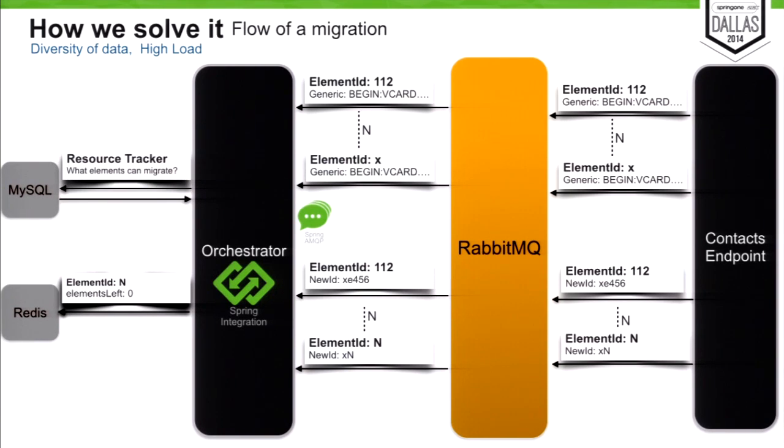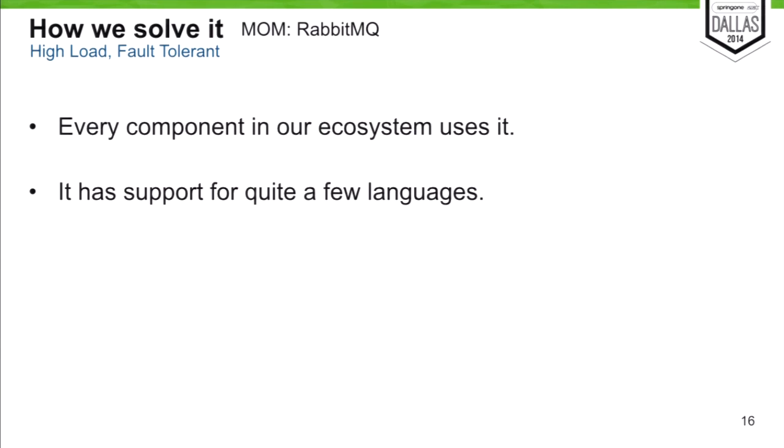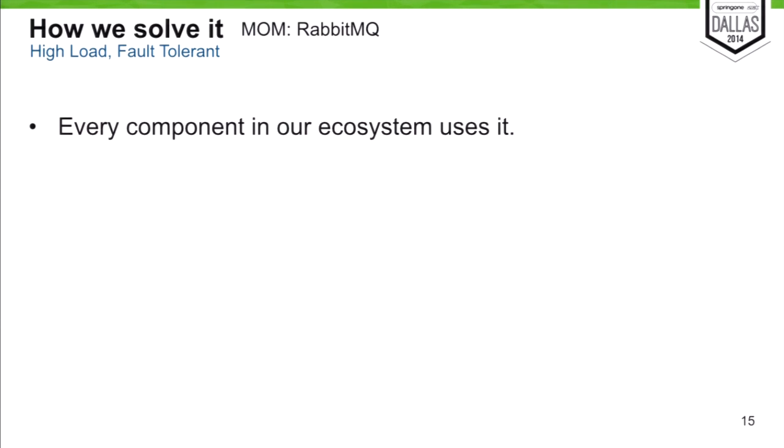Okay. So this is how the orchestrator works. This is the core of our platform. It's the one that coordinates all the migration. Okay. And now we're going to see another key piece for us, which is RabbitMQ.